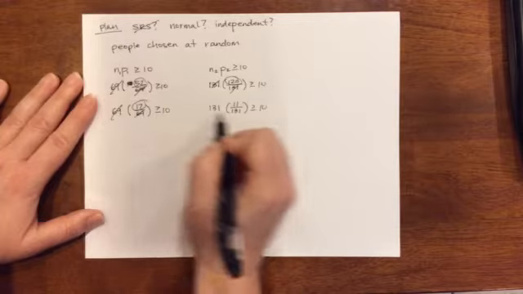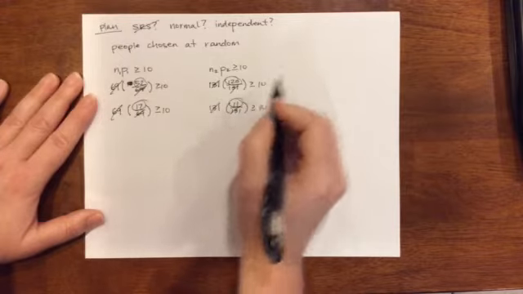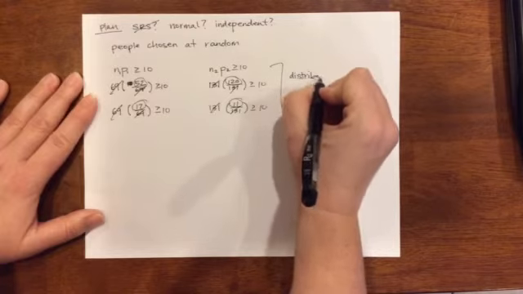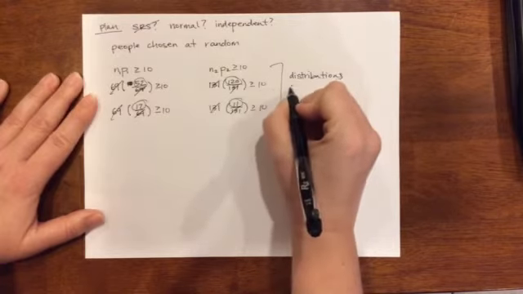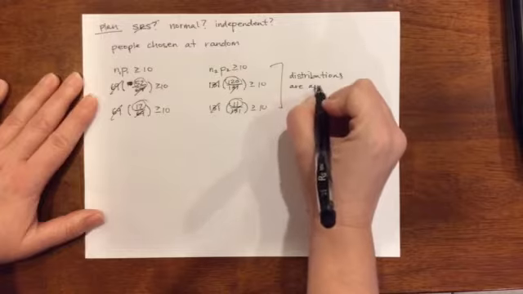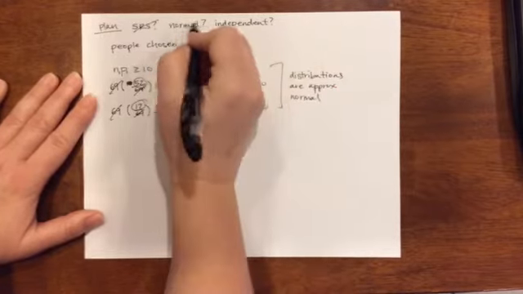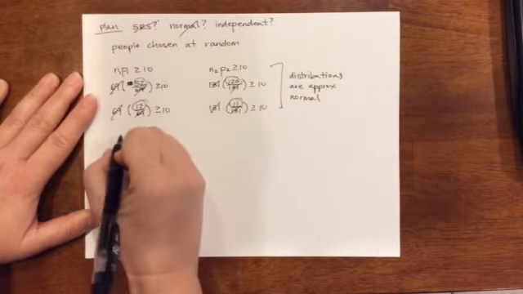And we're good there. So the distributions are approximately normal. All right, got 2 out of 3. We're almost done. So now we have to check if our population is large enough.